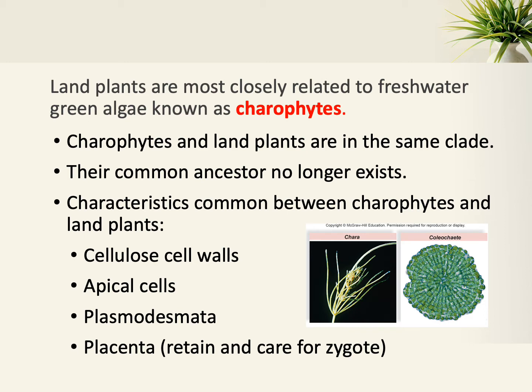Molecular data shows that the charophytes and the land plants are in the same clade and form a monophyletic group. The characteristics common between those two are that both of them have a cellulose cell wall, apical cells, plasmodesmata and also a placenta. The placenta is used to retain and nourish the zygote.